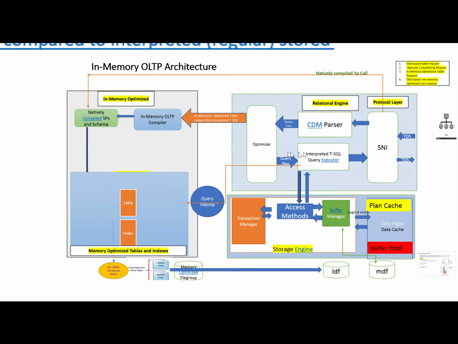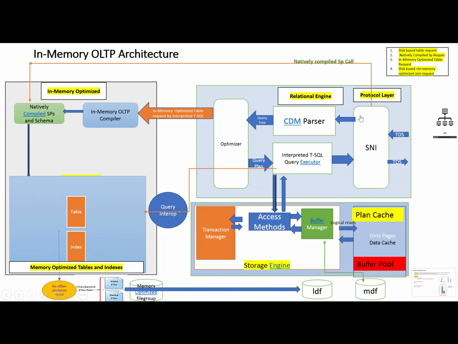This is the architecture. If a normal stored procedure is executed by the client, it will go through all these steps. It will go to the protocol layer, the command parser, optimizer, interpreter T-SQL, then the access method will be used, and all of this will be used.